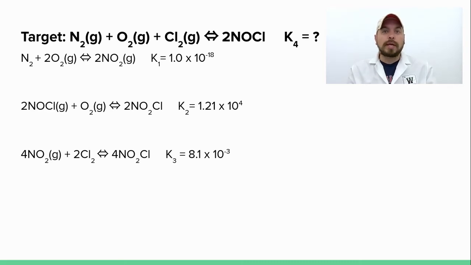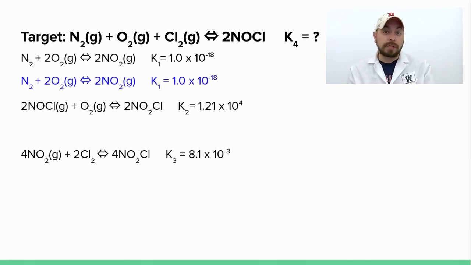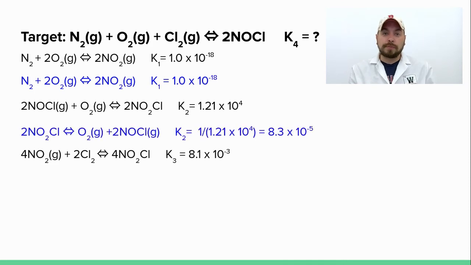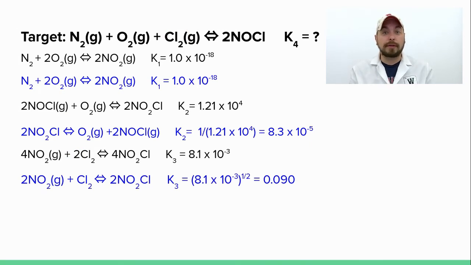Here's why. What we had to do to manipulate these 3 elementary steps was first do nothing to the first elementary step. The reason we did nothing to the first elementary step is because the nitrogen is already on the reactant side and its coefficient is just the same as it is in the target. The second elementary step we had to reverse, because the NOCl was on the wrong side. So we needed to flip it. But the coefficients were all right, so all we needed to do to that K value was take the reciprocal. The third elementary step, all the reactants and products were on the right side, but the coefficients weren't. We needed to divide all the coefficients by 2. Now, when we divided all the coefficients by 2, we take the square root of that K value.